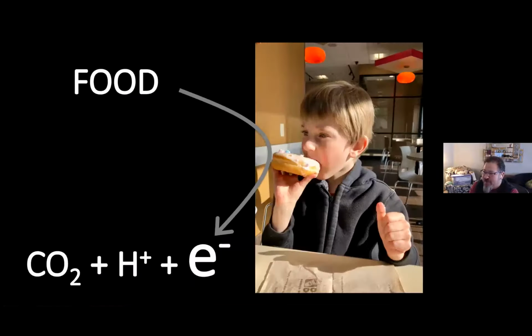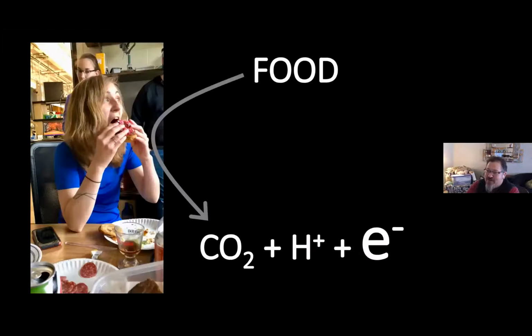Okay, so I have twins, so I have to show you a picture of my son too. That's Logan. Also converting donut into CO2, protons, and electrons. And even graduate students have this metabolism. This is Bridget. I'm going to talk a bunch about her work in Aeromonas and Vibrio a little bit later.